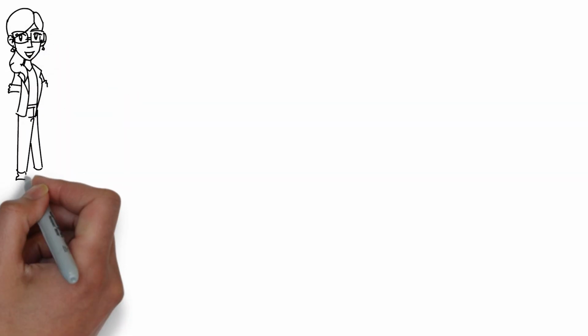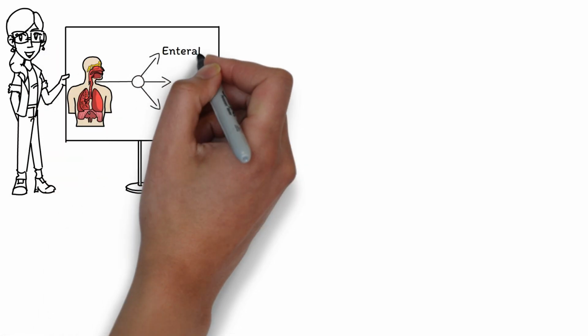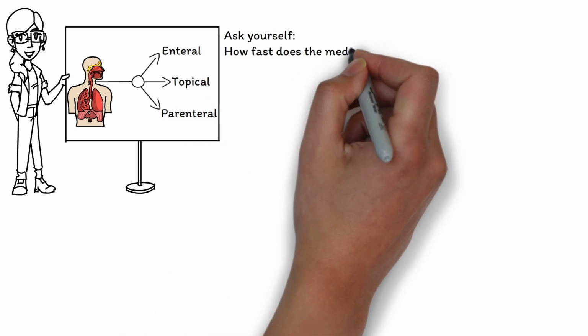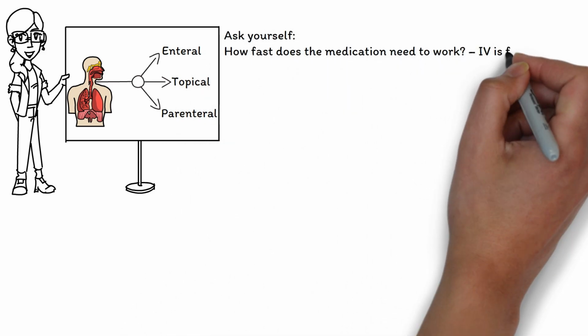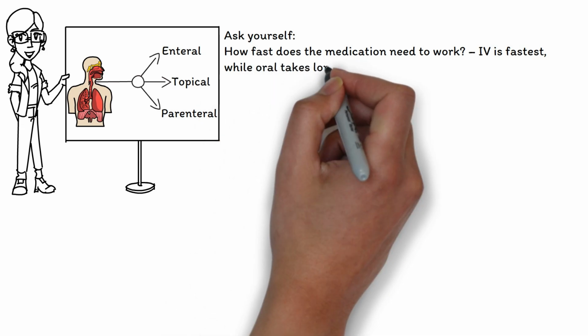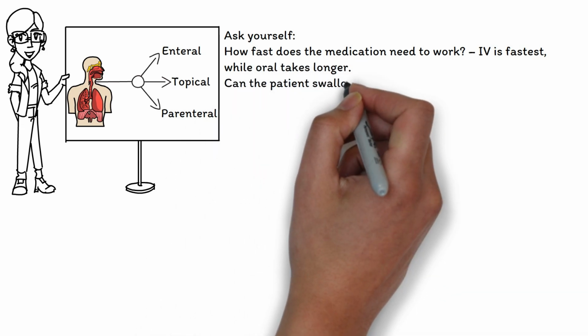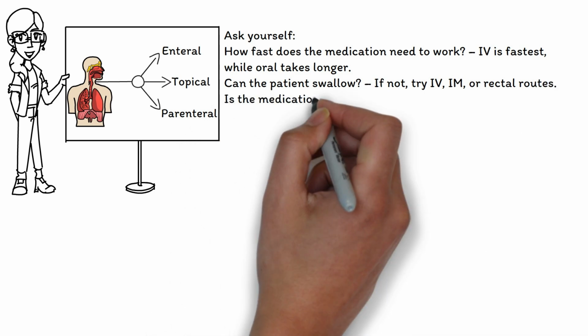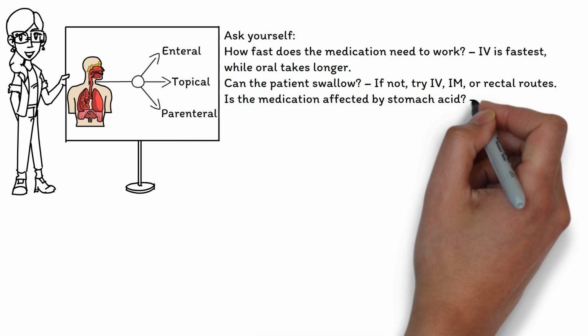Nurses must choose the right route based on the patient's condition and drug type. Ask yourself, how fast does the medication need to work? IV is fastest, while oral takes longer. Can the patient swallow? If not, try IV, IM, or rectal routes. Is the medication affected by stomach acid?